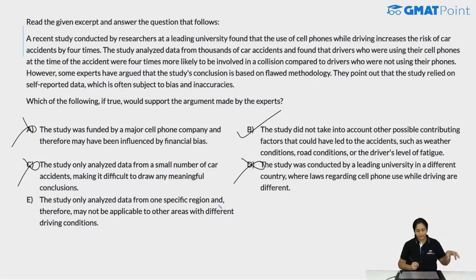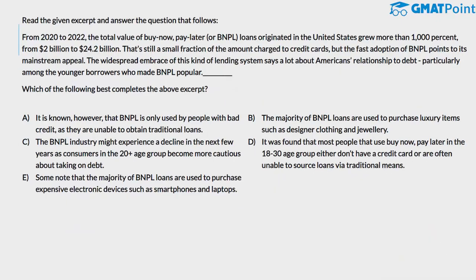The study only analyzed data from one specific region and therefore may not be applicable to other areas with different driving conditions. E has the same issue as D. E is talking about applicability. Can we generalize to all areas? No. This basically means that, okay, this study, though valid, cannot be widely applied. Even if that is the case, then you are saying that the study is still valid as such. Here, the experts are saying that the study's results are invalid because it was not done properly as such. So, E also does not make that claim. Only B actually highlights why the methodology was flawed, and therefore it supports the arguments made by the experts.